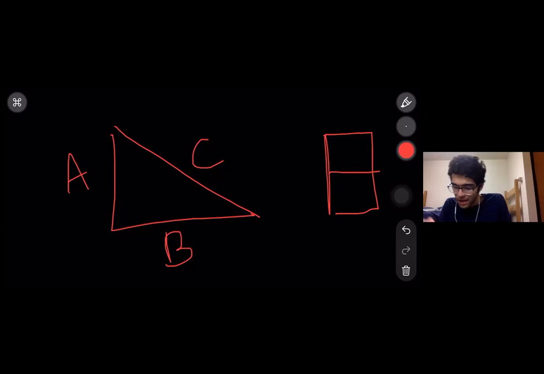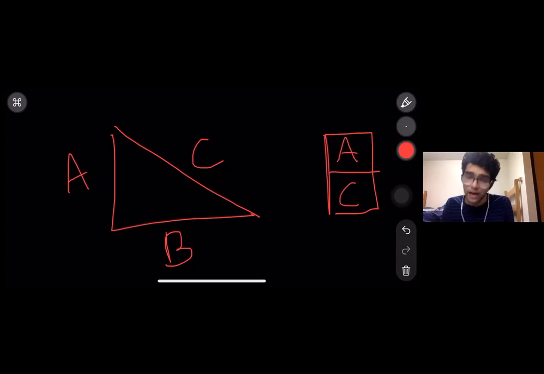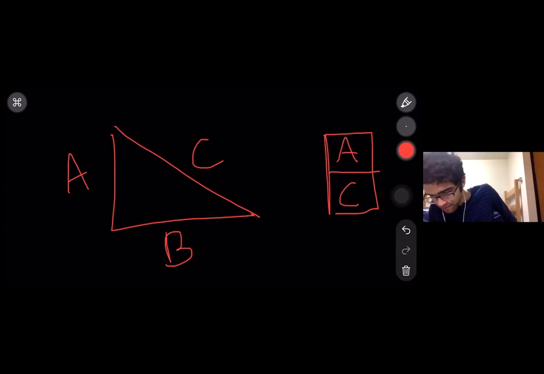So the answer is still 6, because I can put 3 different sides on the top box and 2 different on the bottom box. So I could, for example, do A over here, C over here. That's one way to do it. I could do A at the top, B at the bottom. Then I could do B at the top, C at the bottom, B at the top, A at the bottom, C at the top, A at the bottom, C at the top, and B at the bottom. So there are 6 ways to do it.